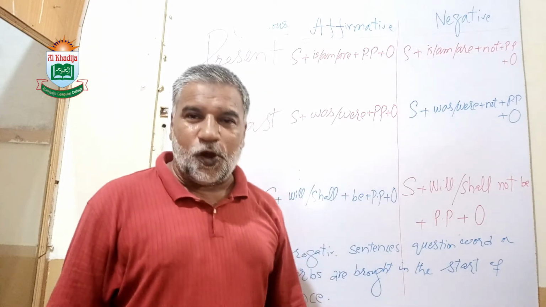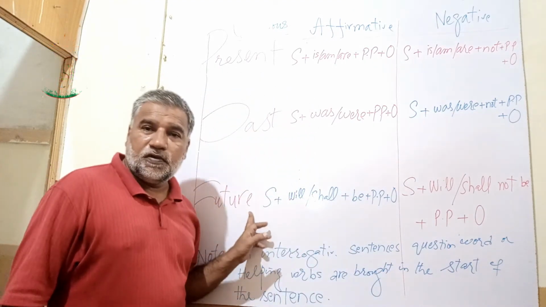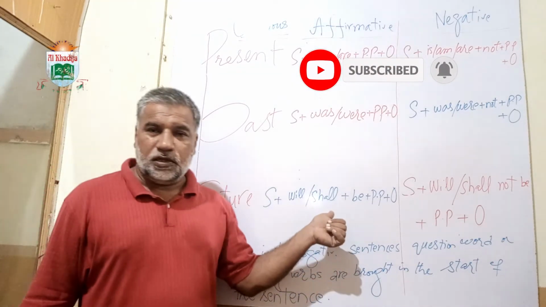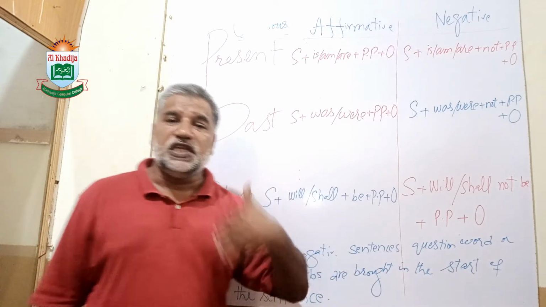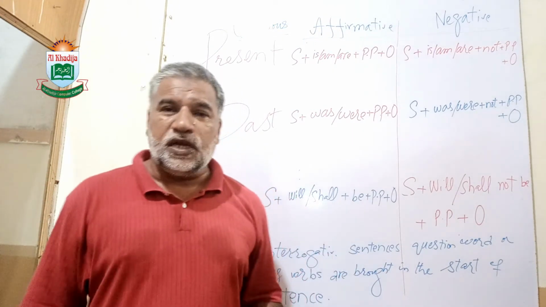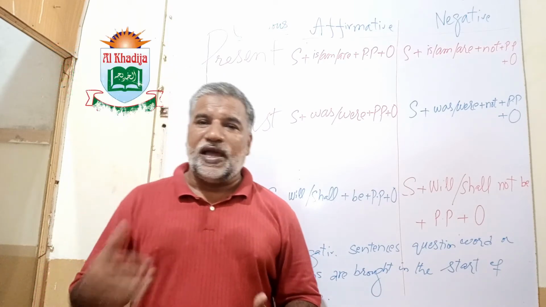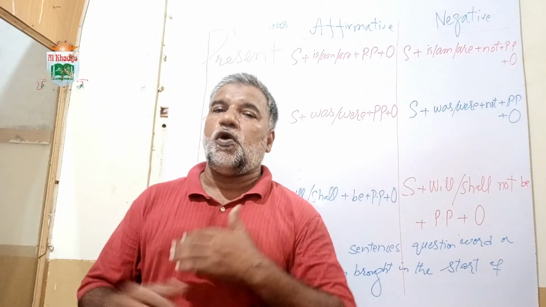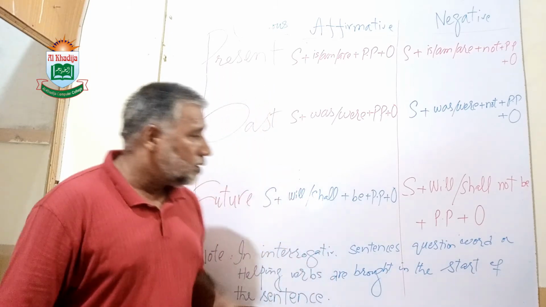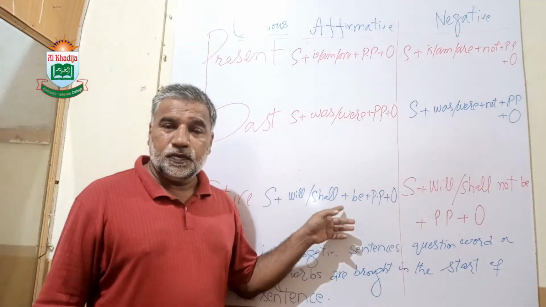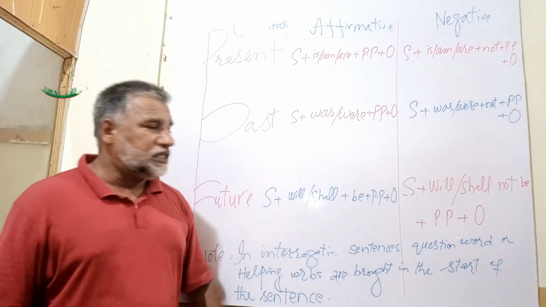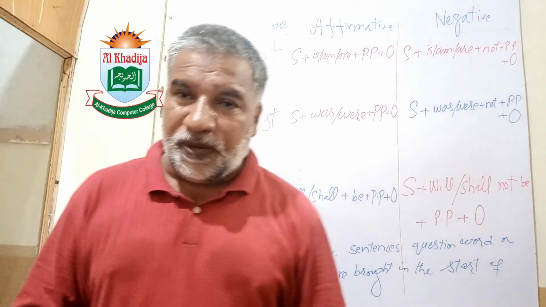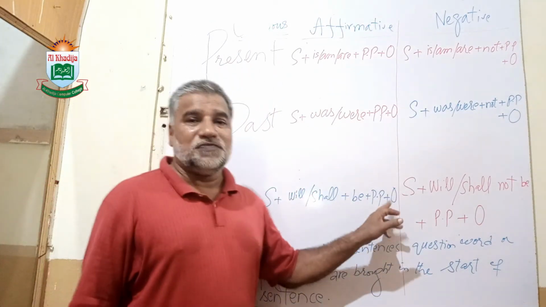Likewise, future continuous: subject plus will or shall. Will be used with he, she, it or plural, and shall will be used with I and we. When the pronouns are I and we, then we will use shall. Otherwise, with all pronouns we will use will. Plus be, plus present participle. Present participle, as I have already told you, means first form of verb plus ing, plus object.